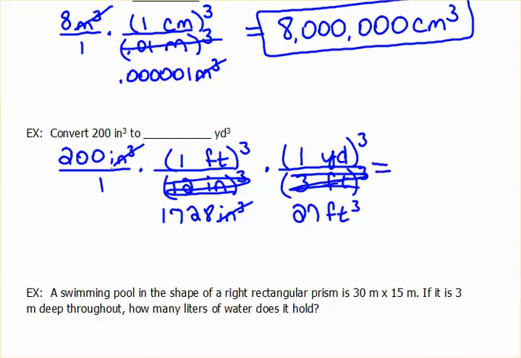Now we can go ahead and take 200 times 1 times 1 divided by 1728 divided by 27. Remember, everything on top you multiply by, everything on bottom you divide. And we should end up with 0.0043 cubic yards.